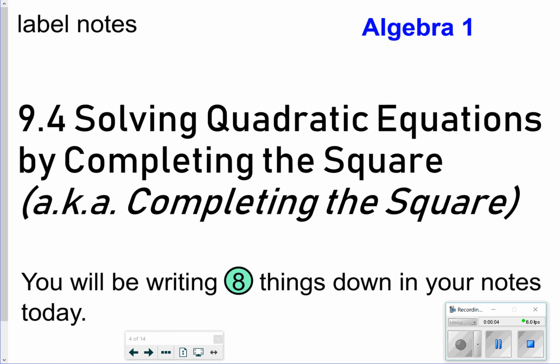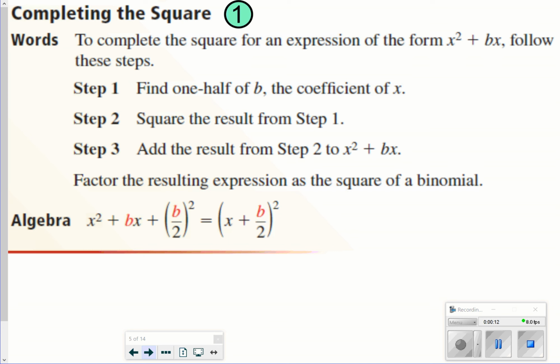Today we're going to be looking at lesson 9.4, how to complete the square, and we're going to be looking for 8 things to write down in our notes, so let's go and get started. First thing we want to write down is how to complete the square. There are 3 steps that we'll use to complete the square.